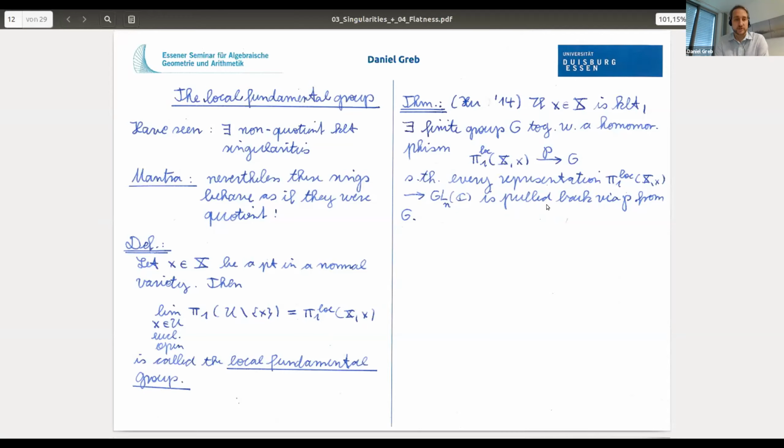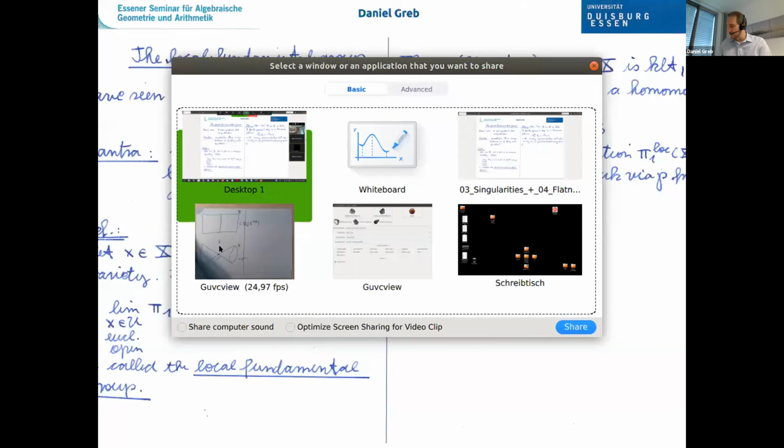And this is topology. So I look at the local topology. So I take a point in my normal variety, and I look at the local fundamental group. So what is this? This is the limit over smaller and smaller open sets. So maybe I draw a picture again. The local fundamental group. How do you compute that?